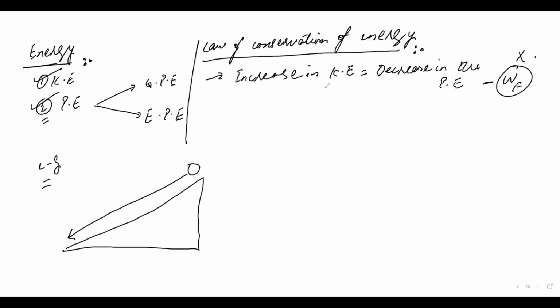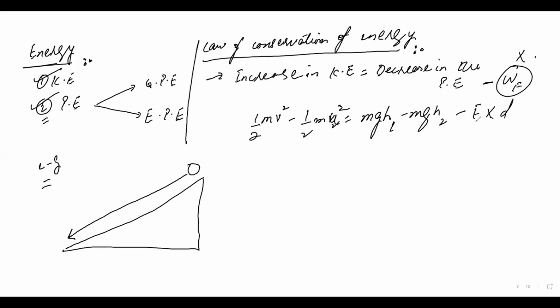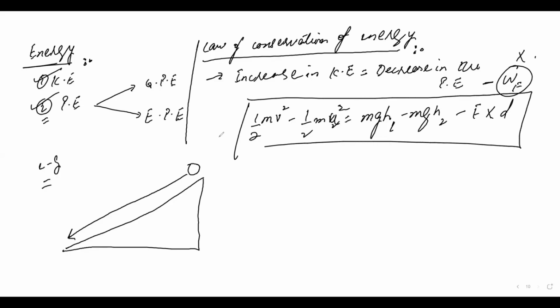So the increase in kinetic energy would be set up like this: half mv square minus half mu square equals mg times the upper height, h1, minus mg h2, minus the work done by the frictional force, friction times the distance. Got that? So you've got half mv square minus half mu square equals mgh1 minus mgh2 minus f times d. Now this is the equation that you guys need to understand.